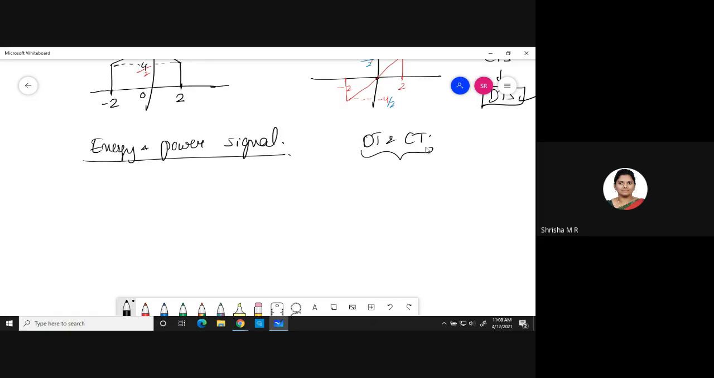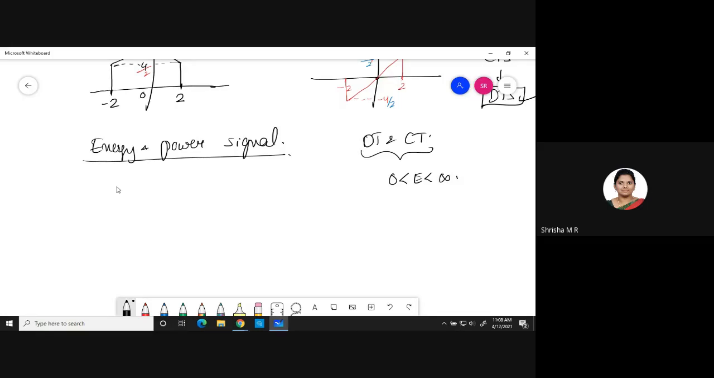We shall see the energy and power equations for discrete time and continuous time signals. A signal is said to be an energy signal if its normalized energy is non-zero and finite. That means if energy is greater than 0 and less than infinity, that's called an energy signal.